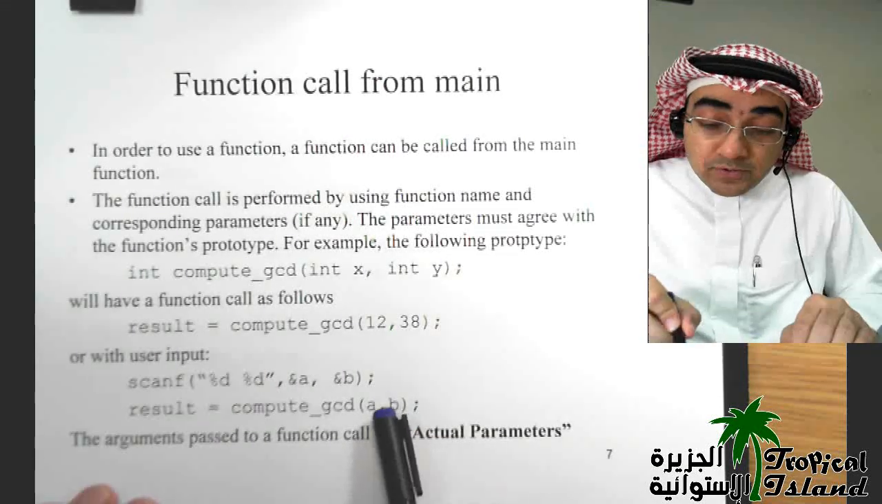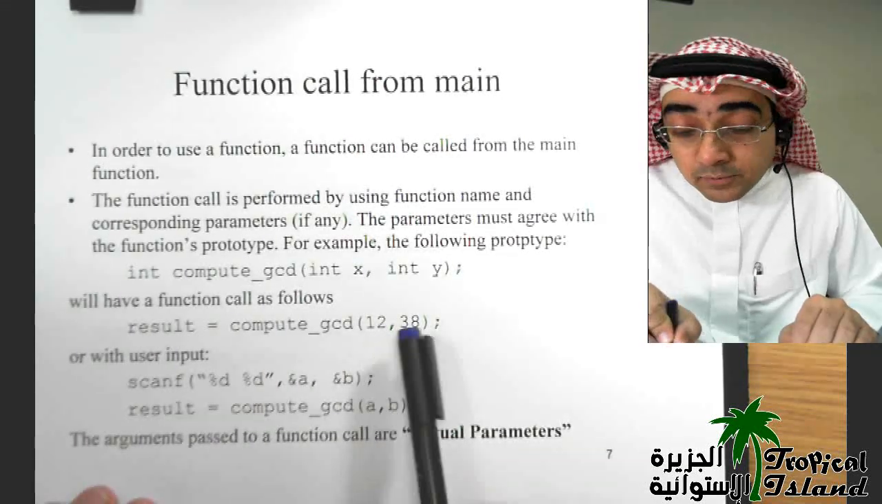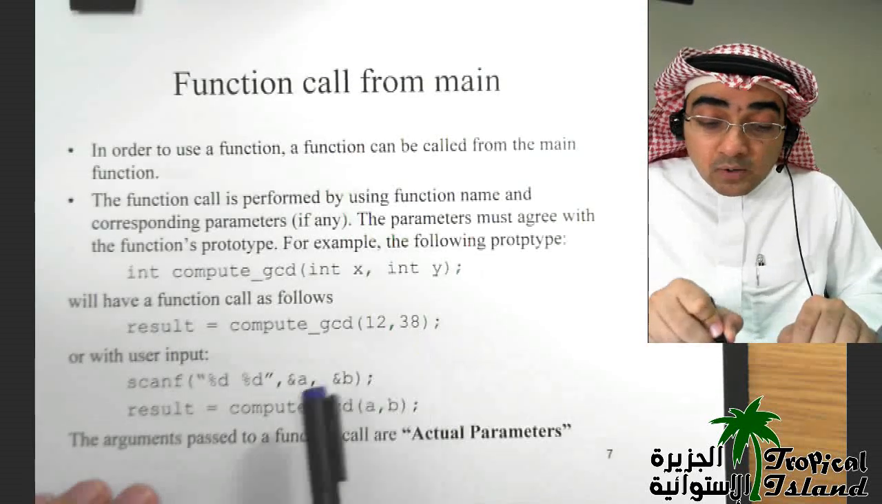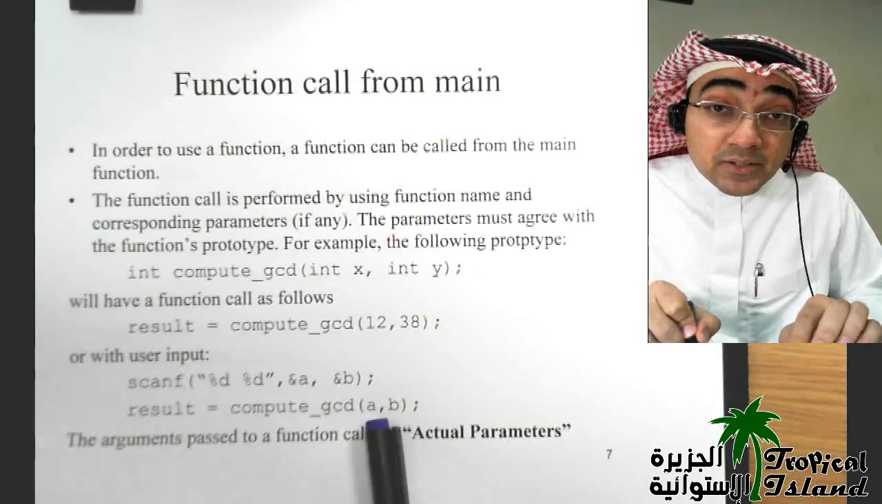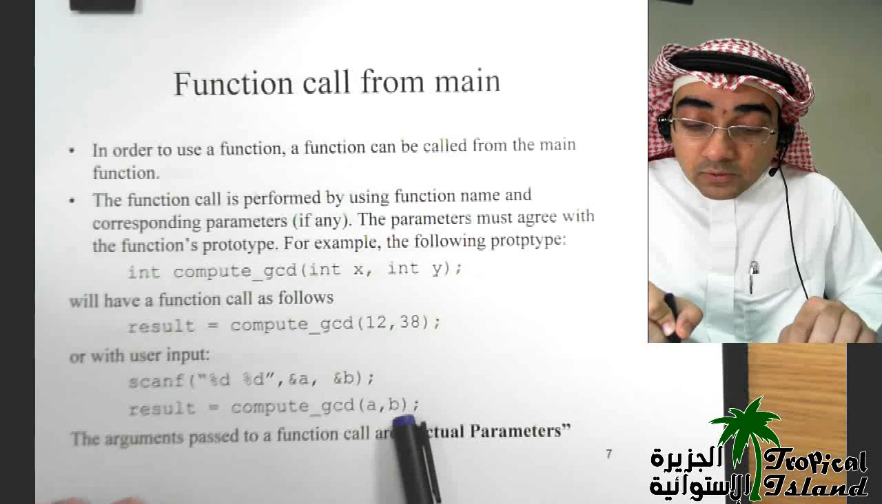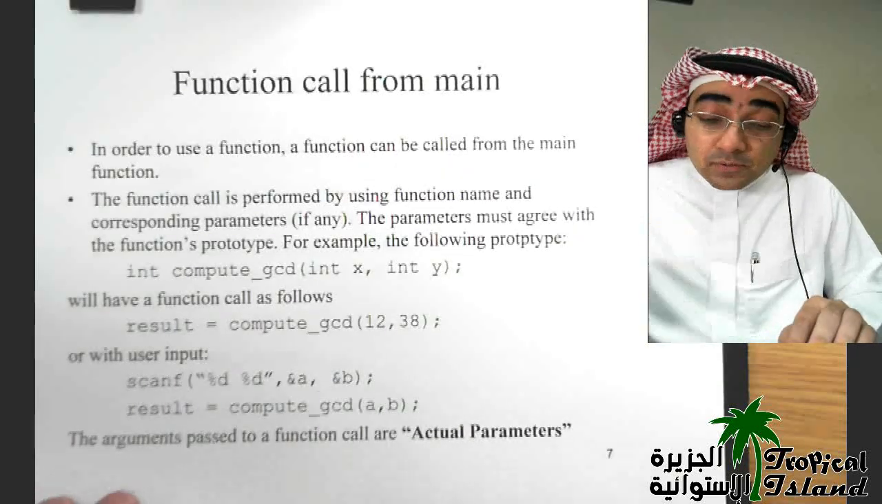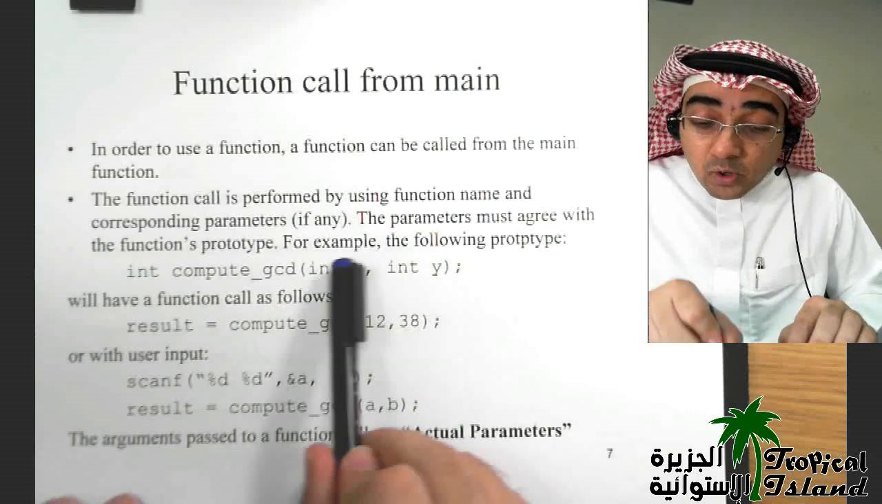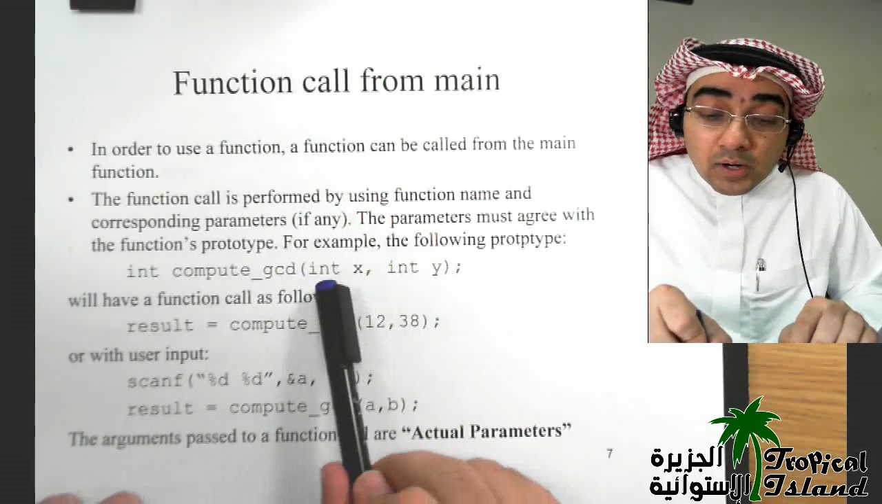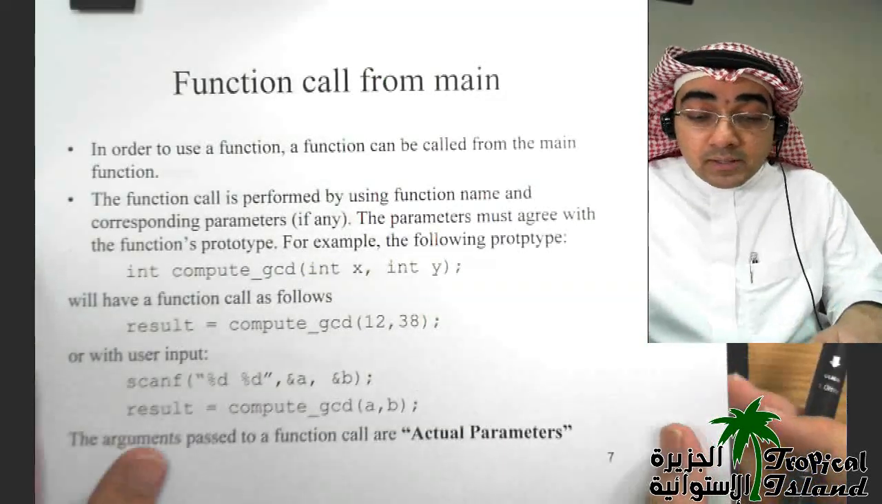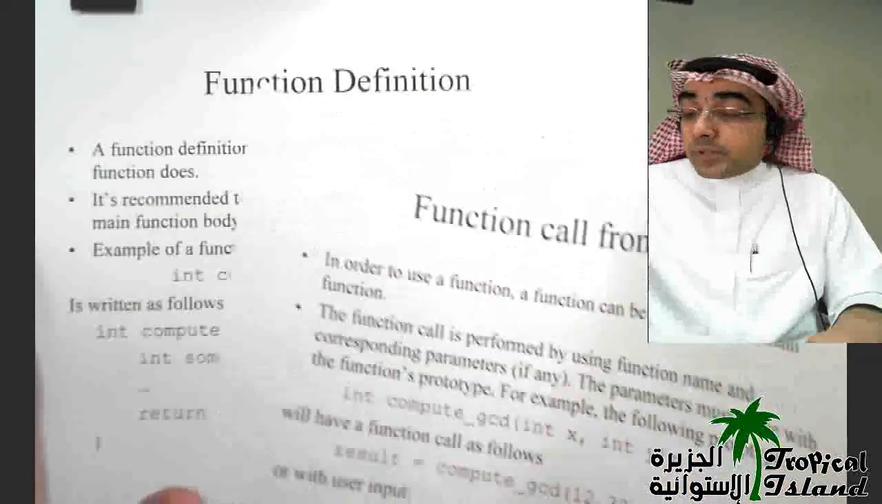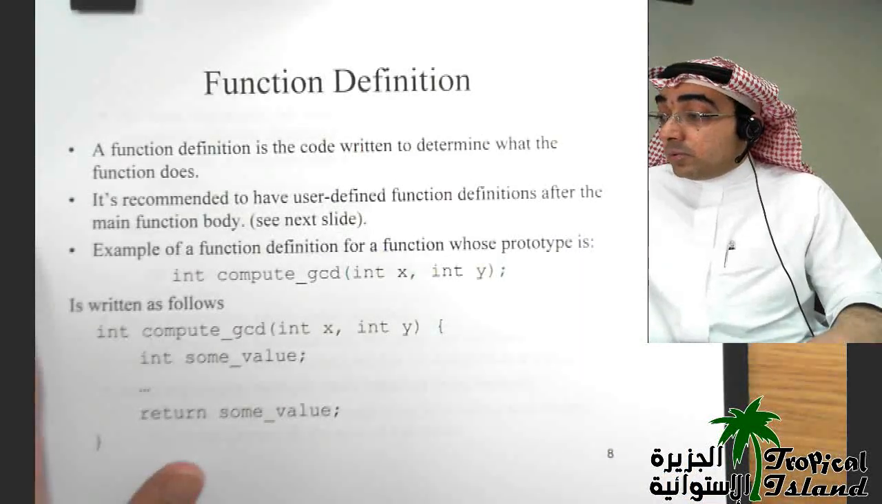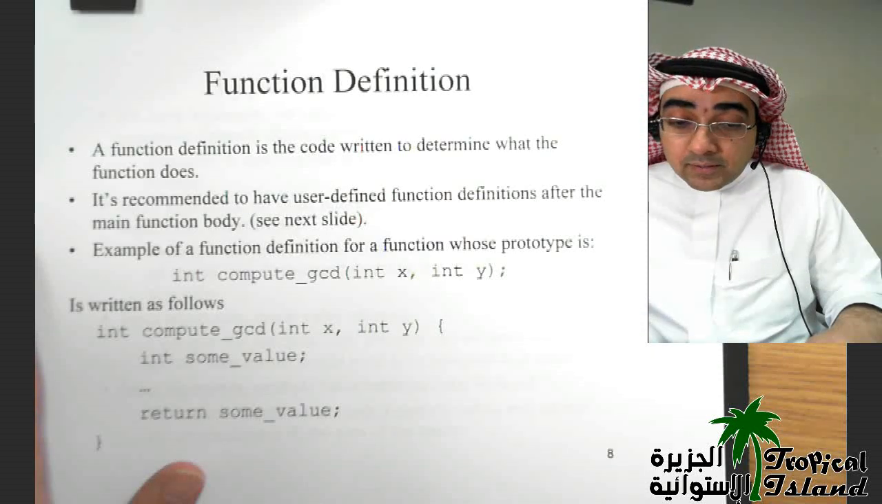This is what you're actually passing over here. What are we actually passing? Number 12. What we're actually passing is number 38. What are we passing over here? We're passing the value that's stored in a, which was entered by the user, and over here we're passing the value stored in b, which was entered by the user. Okay, these are called the actual parameters, whereas these are called the formal parameters, which are the parameters that the function uses when it's working inside of its own memory. Okay, and I'll come to that in a second.